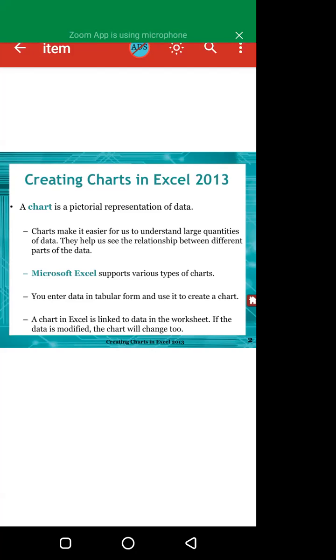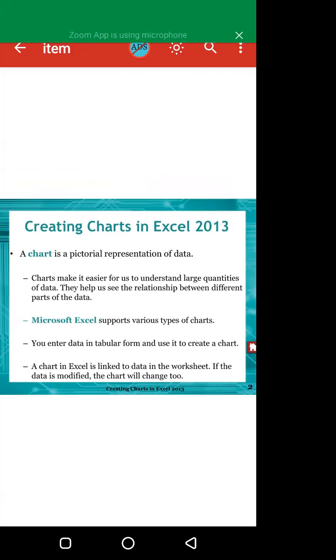Creating charts in Excel 2013. A chart is a graphical representation of data. Charts make it easier for us to understand large quantities of data. They help us see the relationship between different parts of the data.